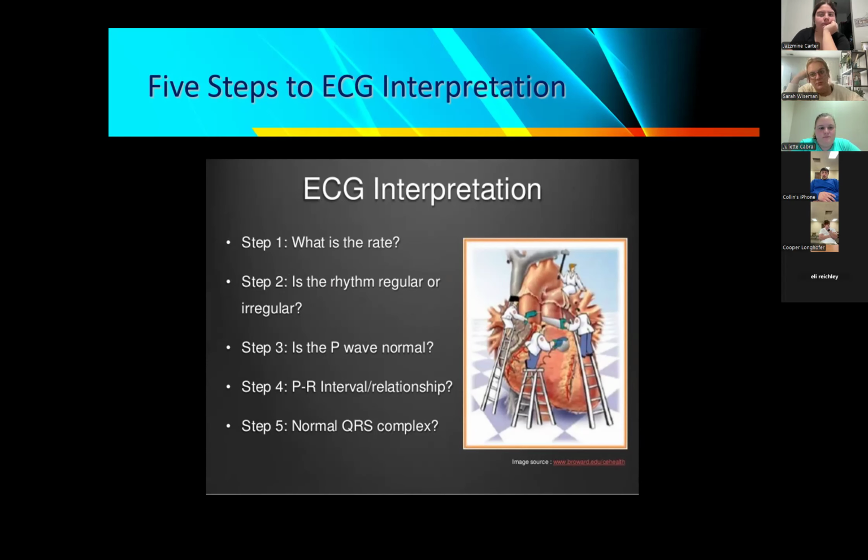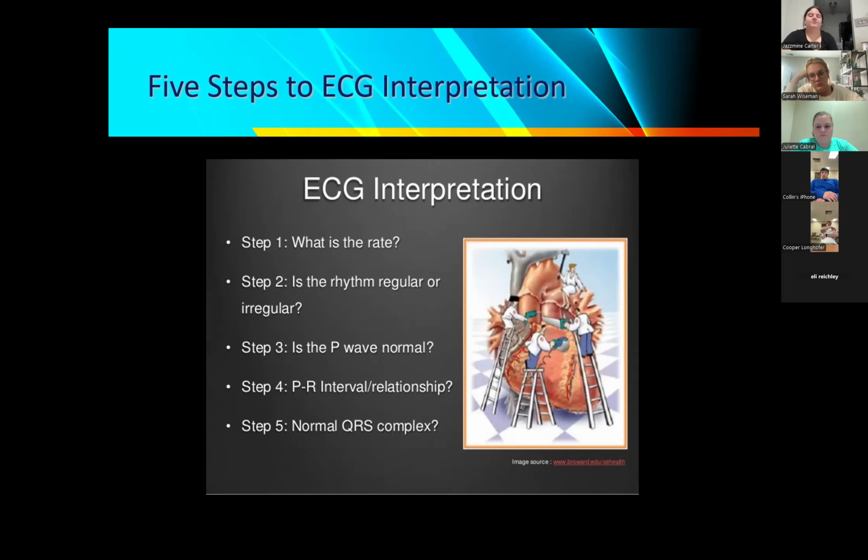Second thing we're going to do is identify if the rhythm is regular or irregular. Jasmine, if we identify that the rhythm is irregular, what's the very next question that we've got to identify? How irregular it is. Yes, very good. So basically we've got to identify how irregular it is, and along that same line, is there a repeatable pattern to its irregularity?